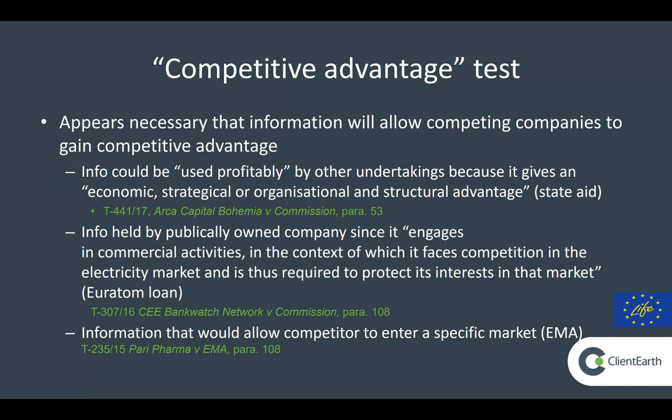On the one hand, the court has said it's relevant that the information, if disclosed, could be used profitably by another undertaking to gain an economic, strategical, or organizational and structural advantage. This is in the context of state aid. It has held that a company that's publicly owned can still have commercial and industrial information because it's active on the market.